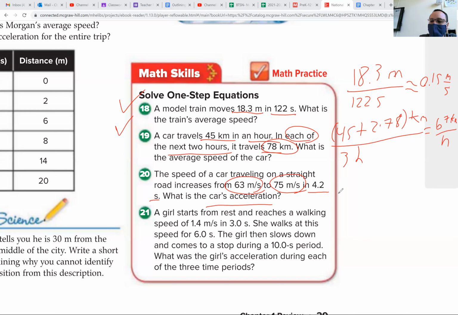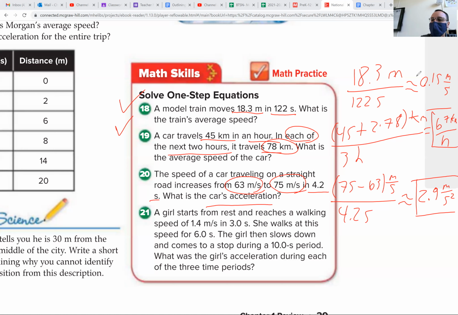So you've got 75 minus 63, and the unit is meters per second, divided by 4.2 seconds. And that's gonna give you roughly 2.9 meters per second squared, okay? Roughly 2.9 meters per second squared. All right, and I can box these other answers too. And then last order of business.